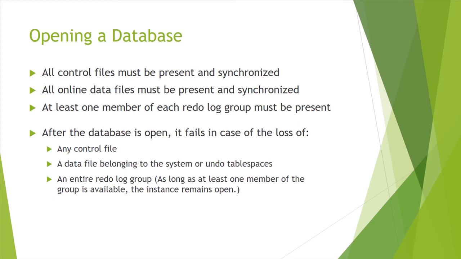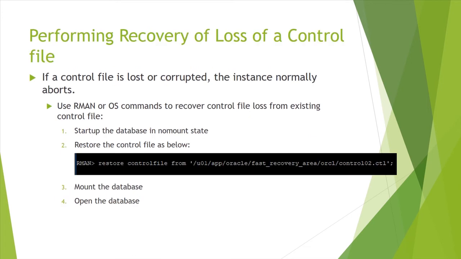Also, the database fails if you lose an entire redo log group. If you multiplex your redo logs and you lose one member from the redo log group, the database remains open and Oracle will notify you by sending an error message to the alert log file. But in case you lose an entire redo log group, the database at any time will crash and go down abnormally. So in this chapter, we will learn how to recover from loss of a control file, how to recover from loss of one member of the redo log file, and how to recover from loss of a data file.